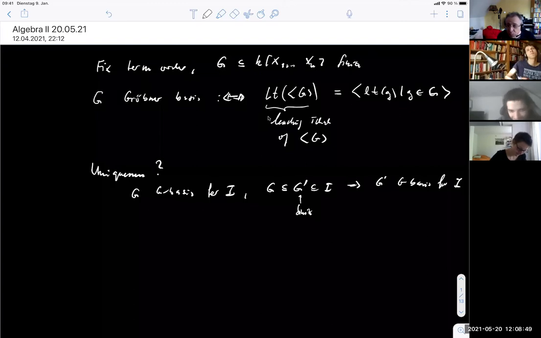Once you noted that, then you come up immediately with the concept of a minimal Gröbner basis. So what does minimal mean? It's a Gröbner basis for the ideal, but if you remove an element of it, it will not be a Gröbner basis of the ideal anymore. So let's say G is a minimal Gröbner basis.